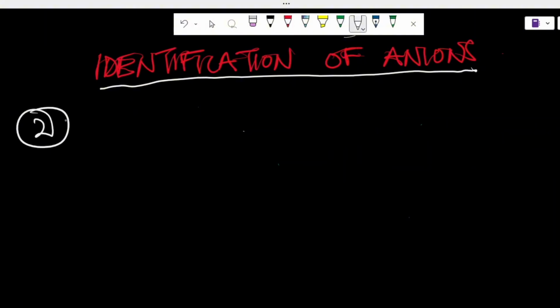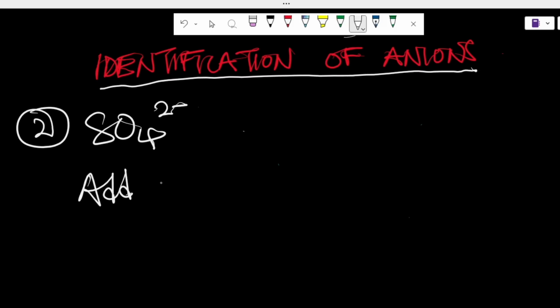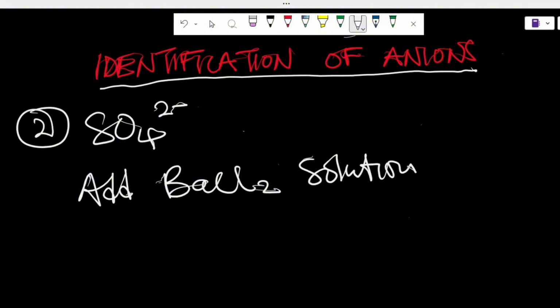Now, the next type of anion would be the sulfate ions. The thing that you want to do here is that you want to add barium chloride solution. Now, the reason for that is when you add barium chloride, there is an insoluble salt that you're going to get, and that is barium sulfate. And because of the presence of that barium sulfate, you're going to see actually a white precipitate.